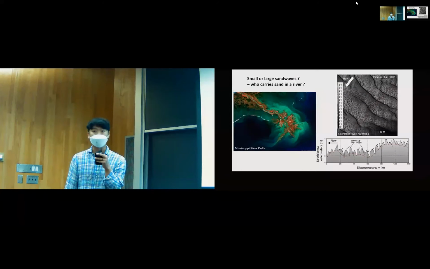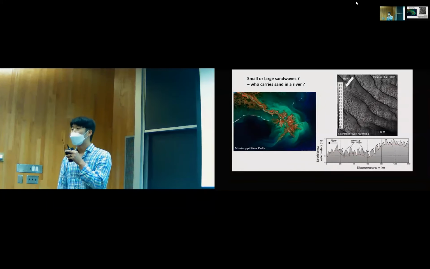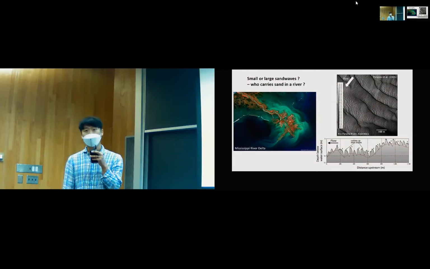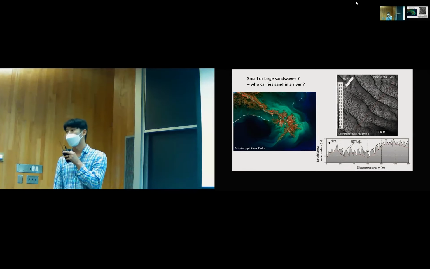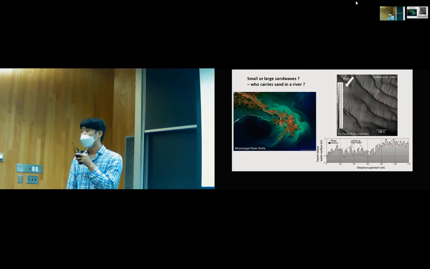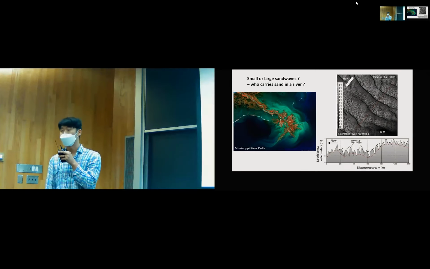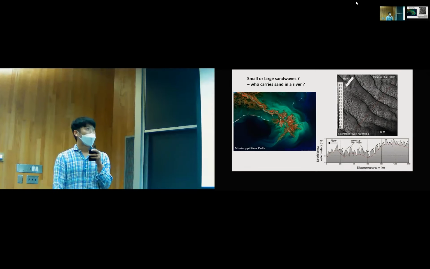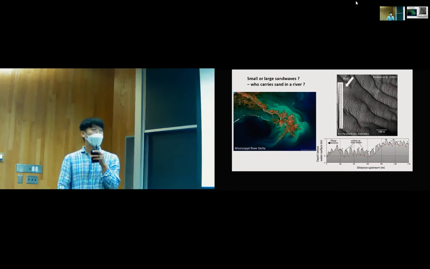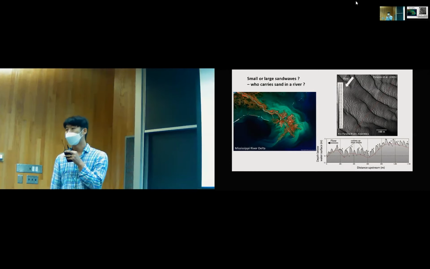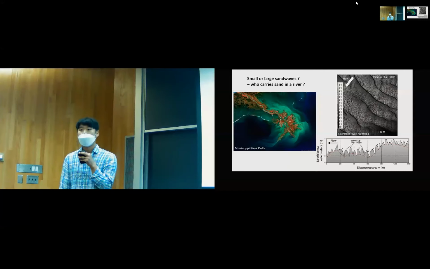So my PhD thesis focuses on how those various sizes of sand waves behave differently and how they carry sand in a river. I developed a sand wave tracking algorithm to quantify their characteristics. And now I'm currently developing a mathematical model to estimate how much sand is transported in a river using spectral analysis. My recent analysis suggests that the small sand waves on the bed surface are mainly responsible for transporting the sand, and they drive migration of the large sand waves.